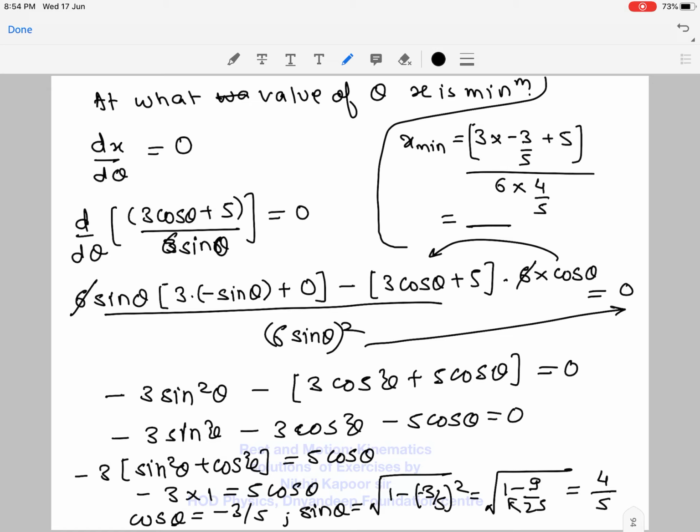So I will solve it in rough. So this is 3 3s are minus 9 by 5 plus 5, and if you solve this, 5 5s are 25. So it is 16 upon 25 divided by 6 4s are 24 upon 5. And if you solve this, you will get the answer. So this comes out to be 16 upon 24 into 5 upon 25. So 5 5s are 25. Okay, and you will get the value of x. Okay, thank you.